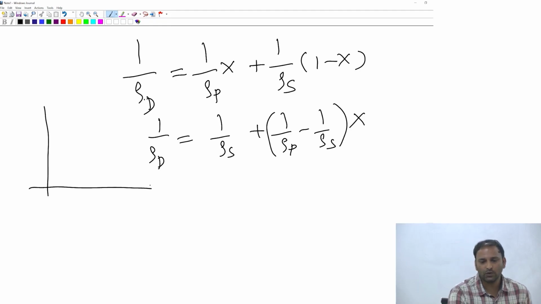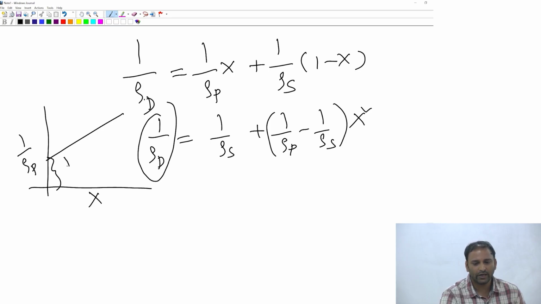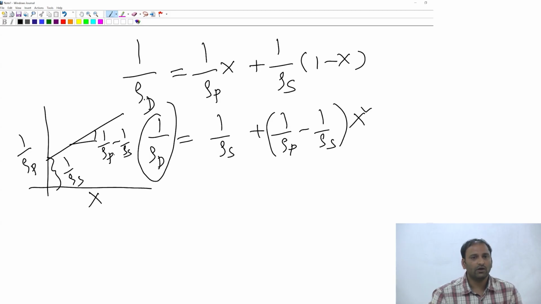What this tells you is that if I have a way of measuring 1 over rho d, the dispersion density, as a function of mass fraction, you will get a straight line where the intercept is 1 over rho of solvent and the slope is 1 over rho p minus 1 over rho of s. Therefore, just by measuring the intercept and the slope, I can calculate the density of the particle. This is a simple solution densitometry route.